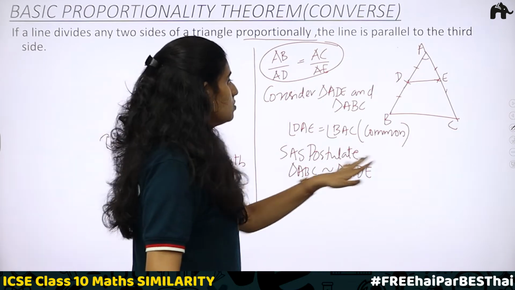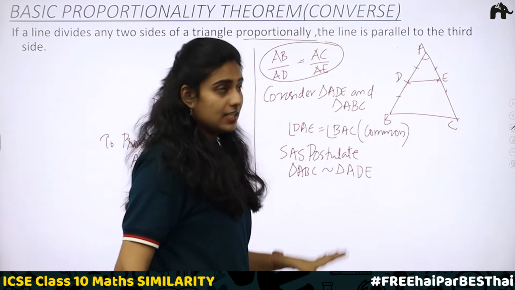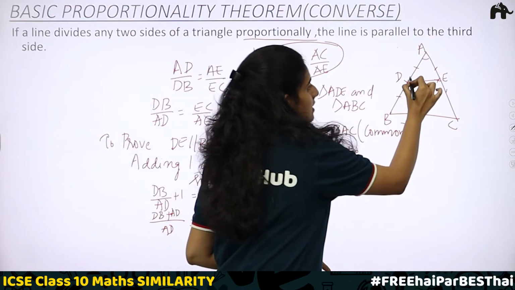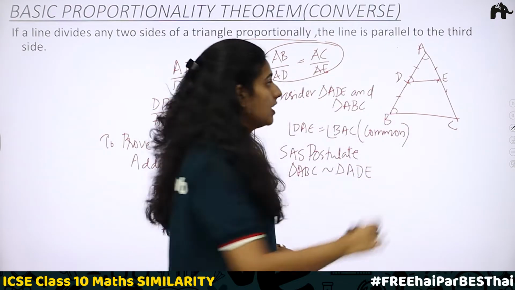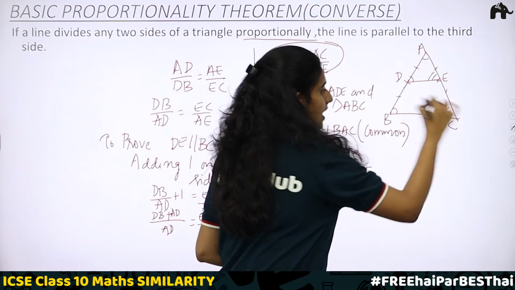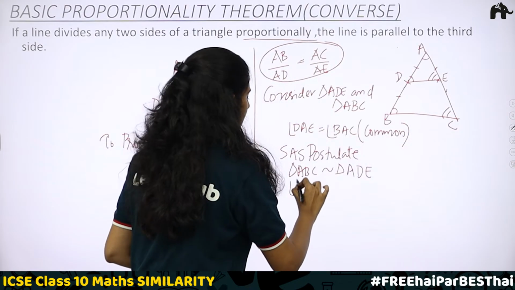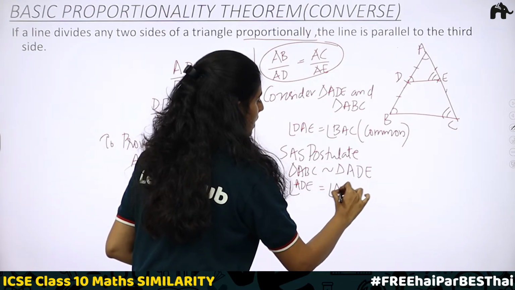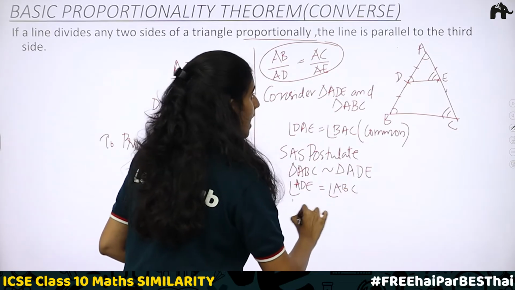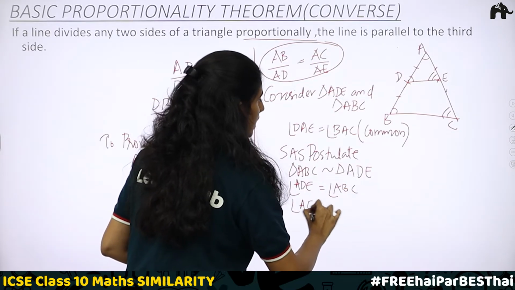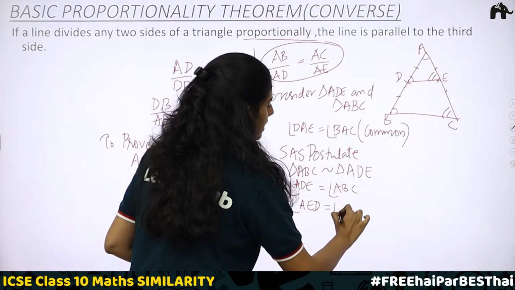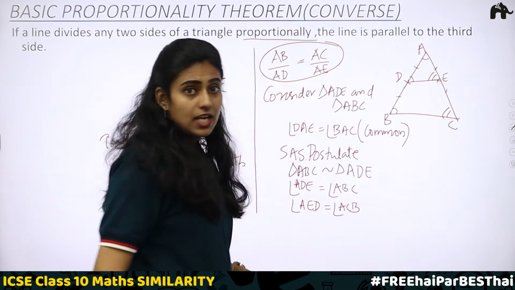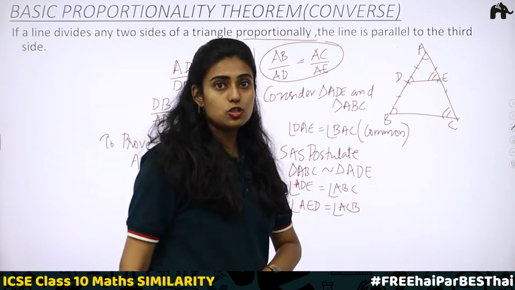If these two triangles are similar, then all the corresponding angles will be equal. That is, this angle will be equal to this angle, and this angle will be equal to this angle. Yes, angle ADE will be equal to angle ABC, and angle AED will be equal to angle ACB, because these two triangles are similar. For similar triangles, corresponding angles should be equal.